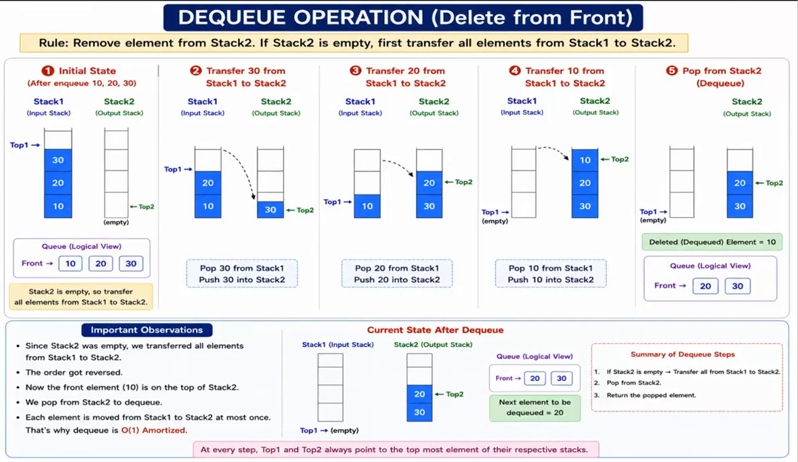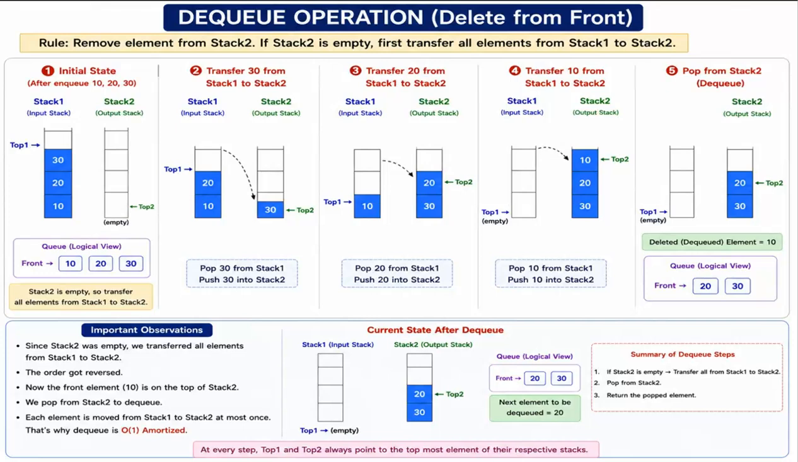Look at the initial state. Stack 1 contains elements 10, 20, 30, where 30 is at the top of the stack. To remove an element, we use stack 2. If stack 2 is empty, you transfer the stack 1 contents into stack 2. Look at step 2. 30 is moved to stack 2. Step 3, 20 is moved to stack 2. Step 4, 10 is moved to stack 2. So now pop from stack 2.